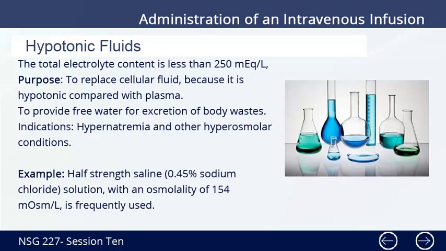Hypotonic fluids. The total electrolyte content is less than 250 mEq/L. Purpose: to replace cellular fluid because it is hypotonic compared with plasma, and to provide free water for excretion of body waste. Indications: hypernatremia and other hyperosmolar conditions. Example: half-strength saline, 0.45% sodium chloride solution with an osmolality of 154 mOsm/L, is frequently used.